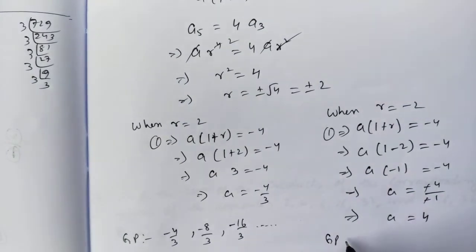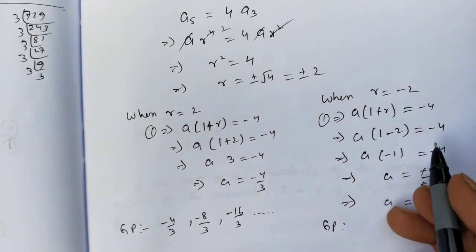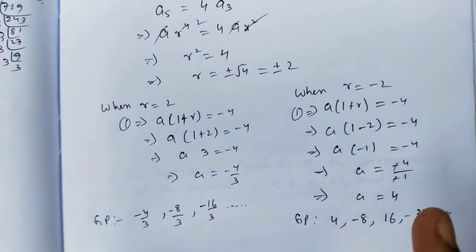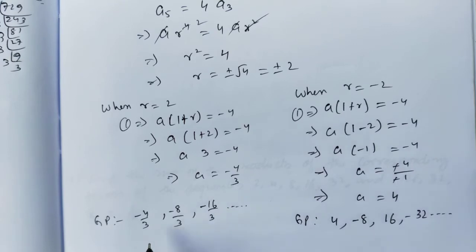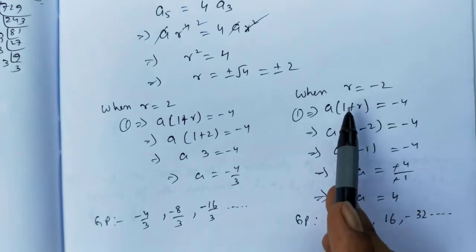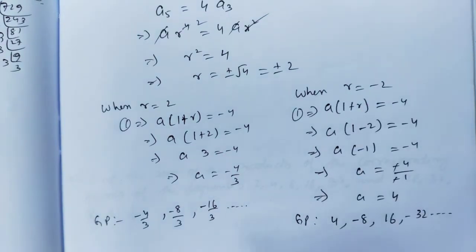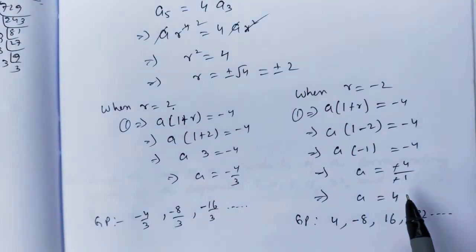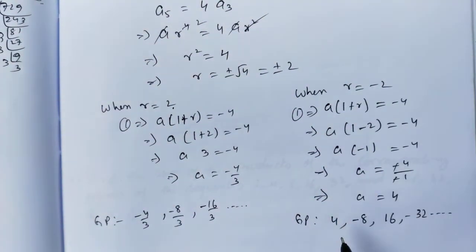Here GP will be, first term is 4 and R is negative 2, so multiply by minus 2. 4, minus 8, again multiply by minus 2, 16, minus 32. It goes on like that. Okay, so your GP is ready. This is when R is 2, and this is when R is minus 2. Clear? So after getting the first term, multiply by 2 to get the GP. After getting the first term, multiply by minus 2 to get the GP.